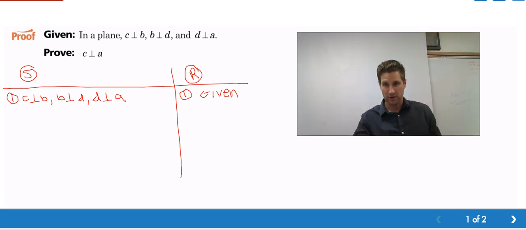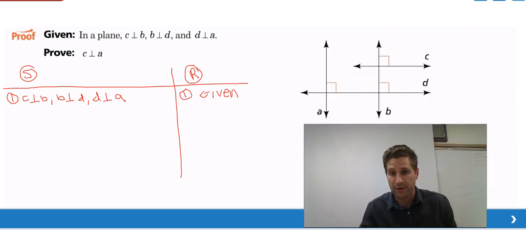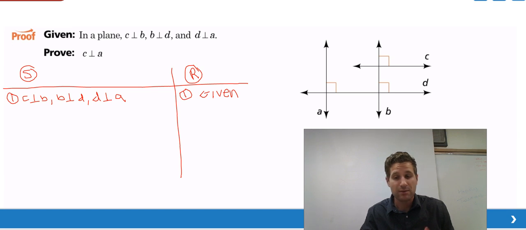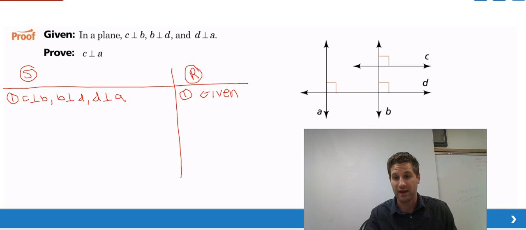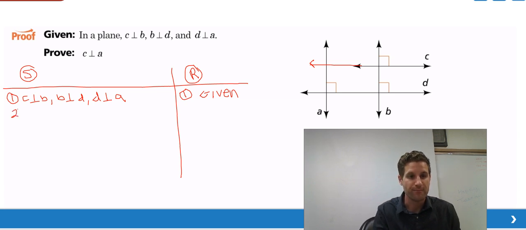Let's take a look. I need to somehow show, if I can, that these two lines are parallel. And if I can show they're parallel, then if these are perpendicular and these are parallel, I can use the perpendicular transversal theorem, and that would be ideal. Because technically this line does go all the way through, right? It extends. So, step 2, I want to prove that these two are parallel.